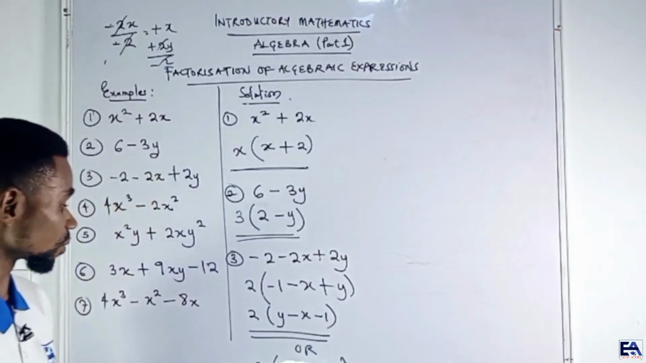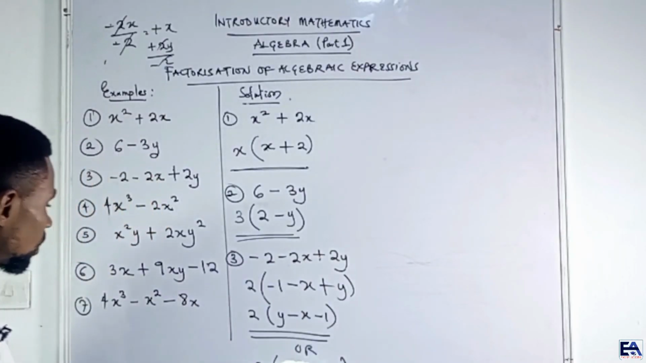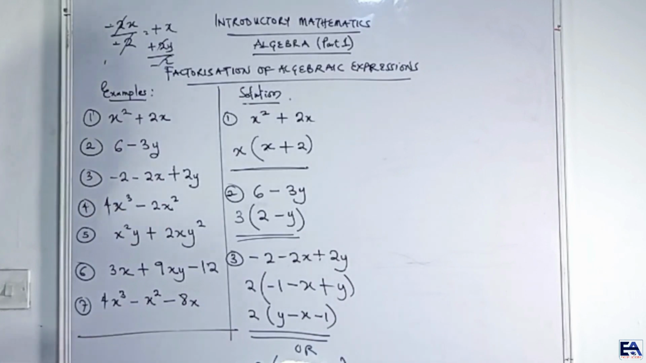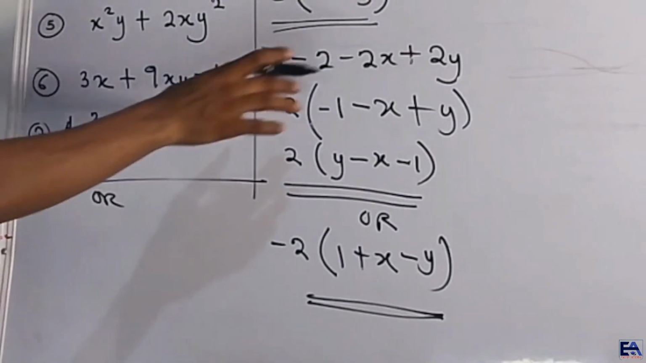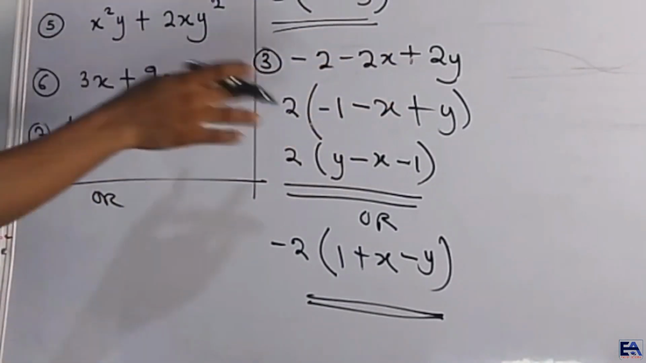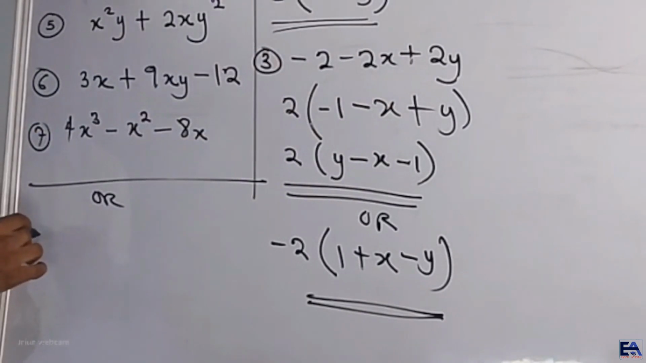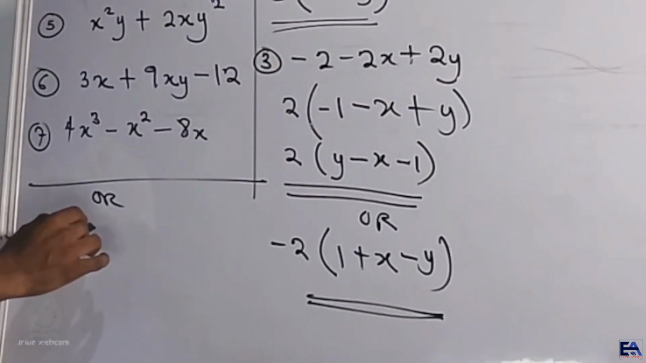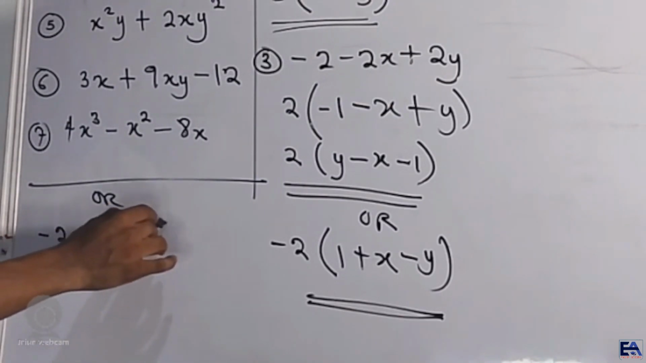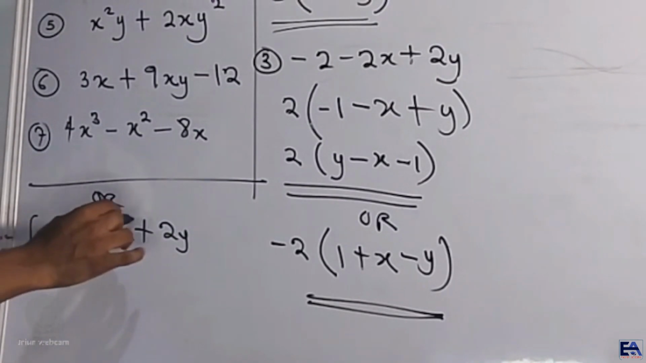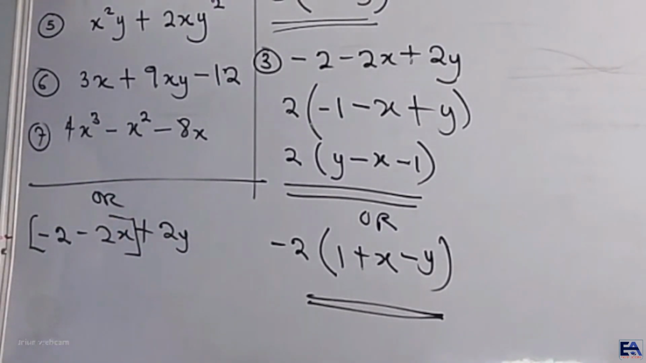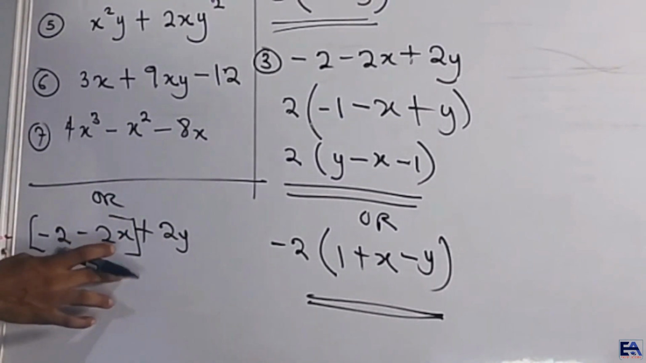Okay? Do you still want to see another way it can come? All right, let me show you again. Another way this answer can appear is by grouping. You can factorize by grouping, okay? So we have minus 2, minus 2x plus 2y. We can decide to group these parts and leave the other part out. So from this first group, what is common?